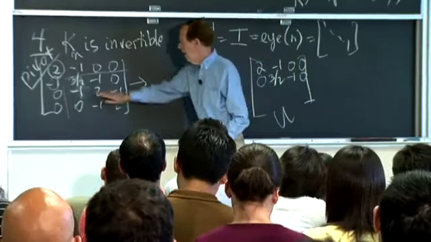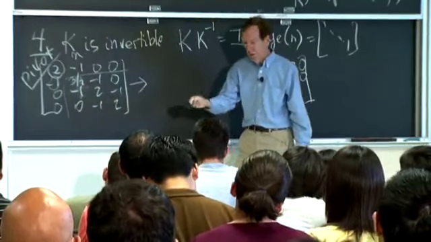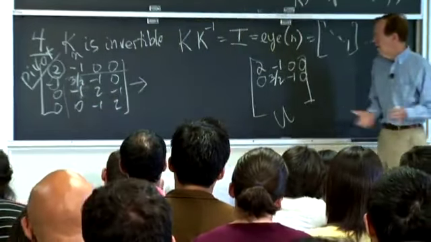What do I do now? There's the second pivot, 3 halves. Below it is a non-zero. I've got to get rid of it. What do I multiply by now?